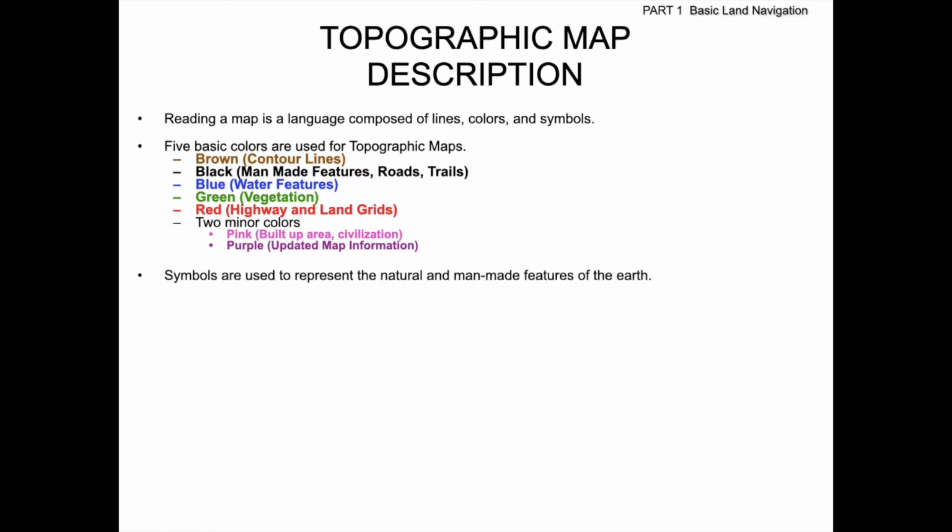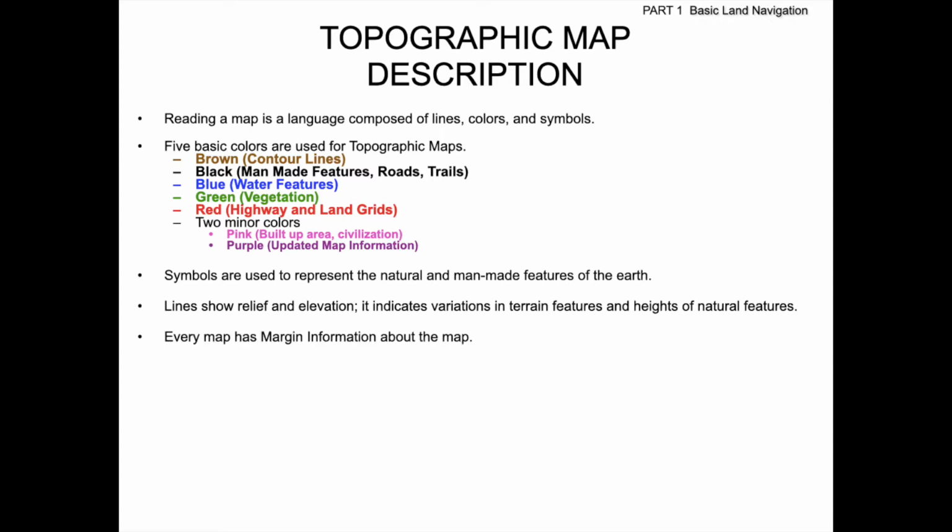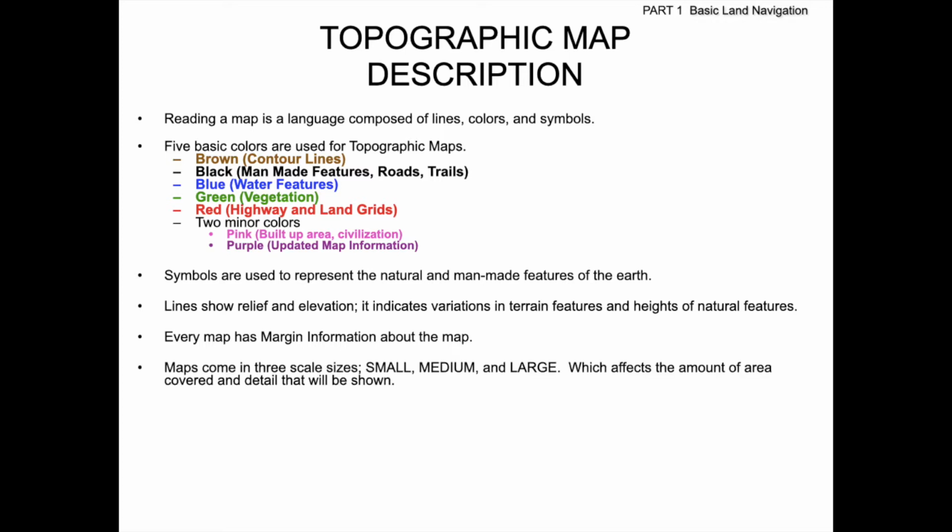Symbols are used to represent the natural and man-made features of the Earth. Lines show relief and elevation. It indicates the variations in terrain features and heights of natural features. Every map has margin information about the map. Very important. Maps come in 3 scale sizes, small, medium, and large, which affects the amount of area covered and the detail that will be shown.